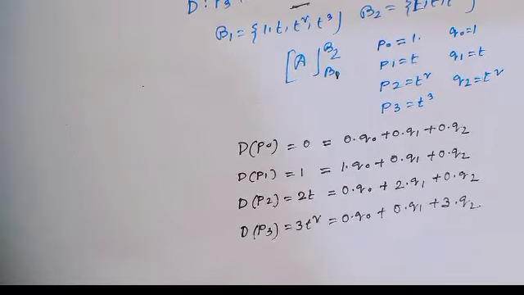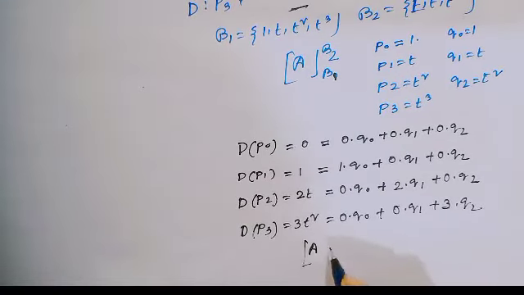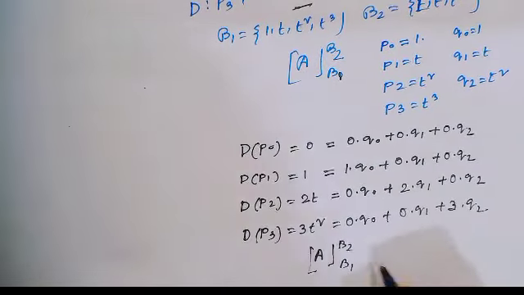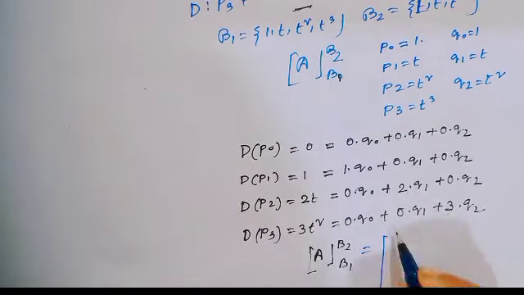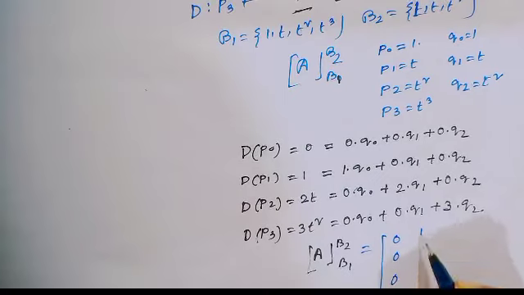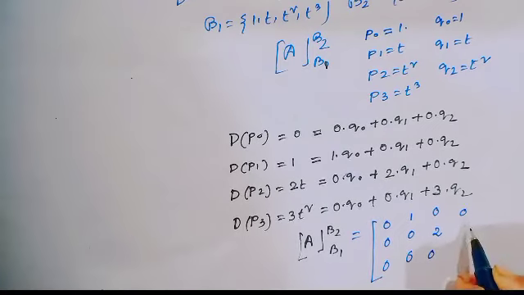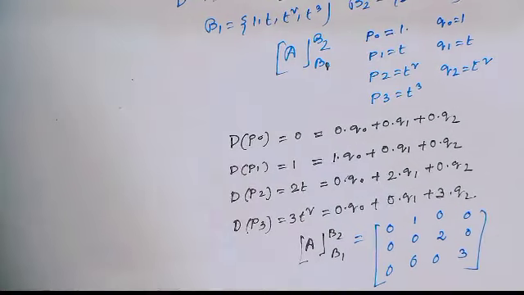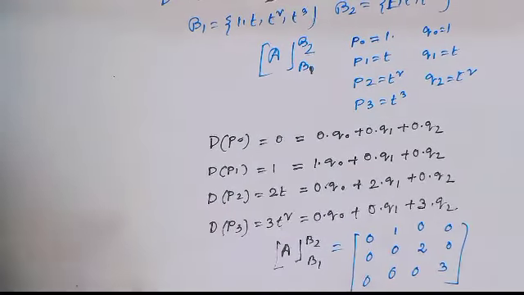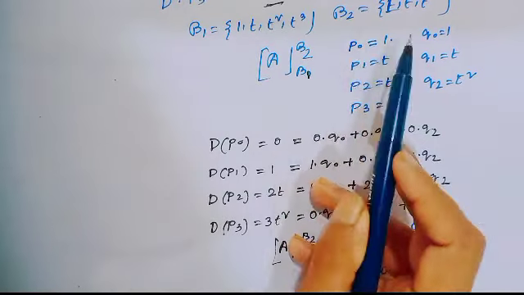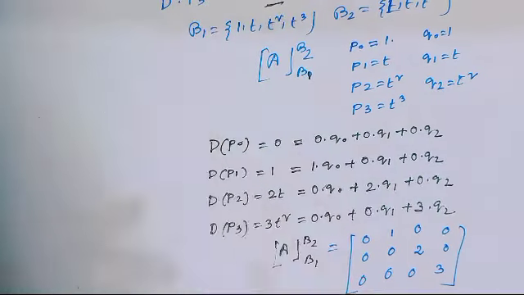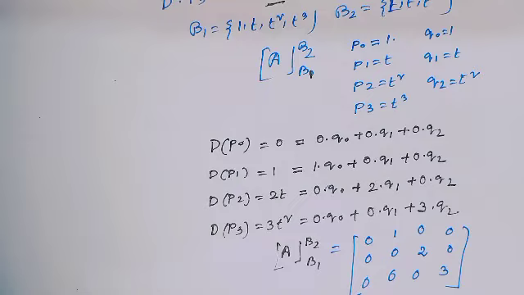Therefore, the matrix A with respect to these two bases B2 and B1 would be written with columns 0 0 0, 1 0 0, 0 2 0, 0 0 3. Are you getting the matrix? Here the difference is that I have considered two bases, one from the codomain and one from the domain. Are you getting? Oh well.